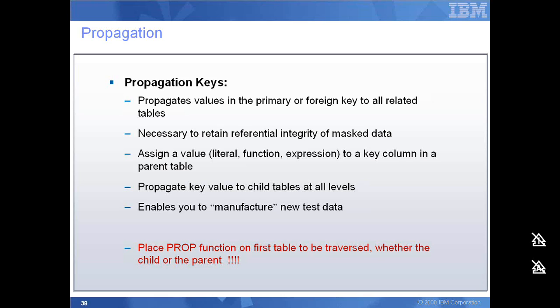One important point is that the propagate function should be placed on the column of the first table which is traversed. So if you have a propagate requirement, we should ensure that the propagate is placed on the very first table from where the traversal basically happens. Traversal is nothing but the place from where the data privacy would start, or the starting table.